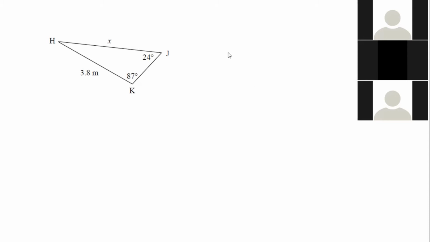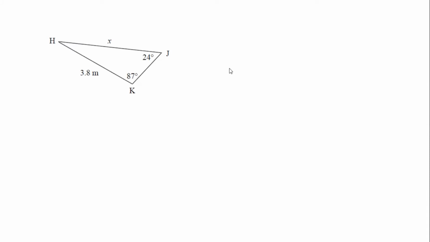You said the sine law, right? Okay, wait, why is it sine law? That's a very good question. First of all, we can't use SOHCAHTOA. Do you know why? We can't use SOHCAHTOA because we don't have any right angles. There's an 87, a 24, and this one here is certainly not 90. So because we don't have a 90-degree angle, we can't use SOHCAHTOA.